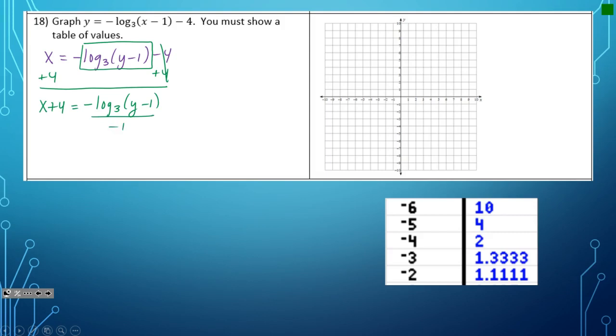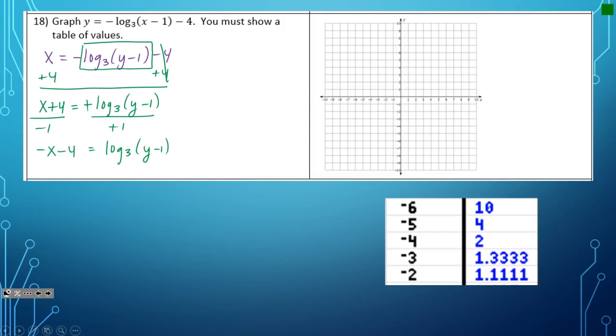And then I'm going to divide both sides by negative 1. That's going to give me my logarithmic expression by itself. So log base 3 of y minus 1. And when you divide this by negative 1, both terms have to get divided. So this is going to turn into negative x minus 4.